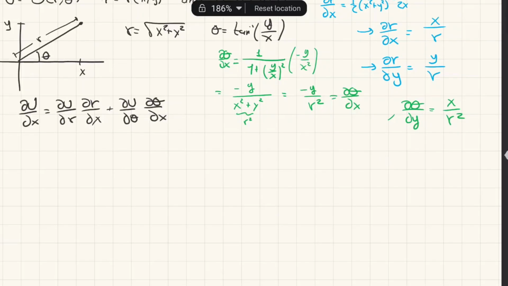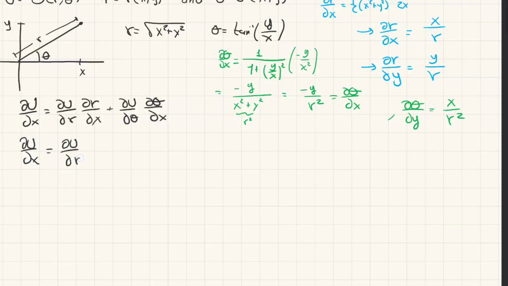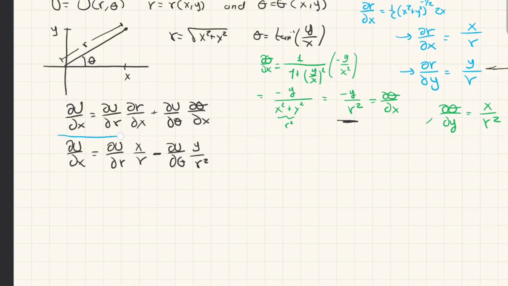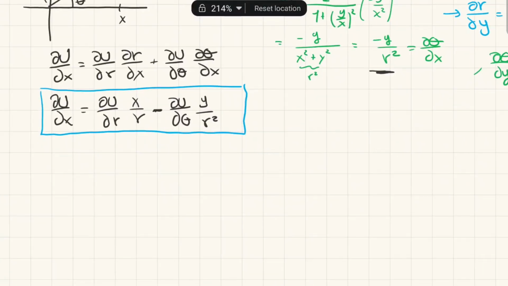So with these results, we can substitute over here to get that the derivative of u with respect to x is equal to the derivative of u with respect to r times the derivative of r with respect to x, which is x divided by r, plus the derivative of u with respect to theta, times the derivative of theta with respect to x, which is minus y divided by r squared. So let me take that minus over here, y divided by r squared. Okay, perfect. So I think this is a result that is worth being circled.